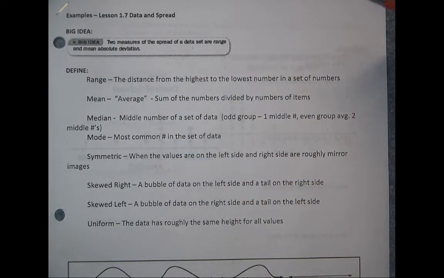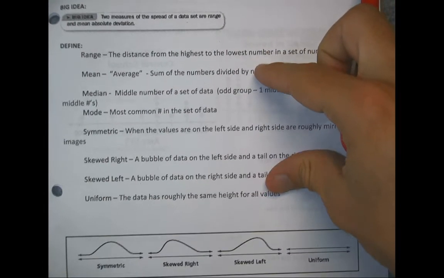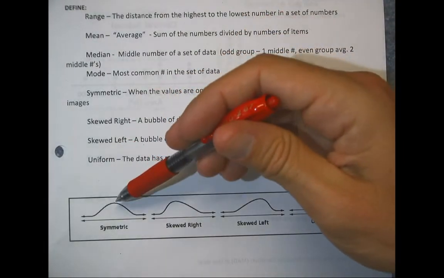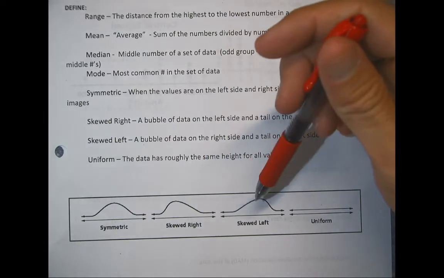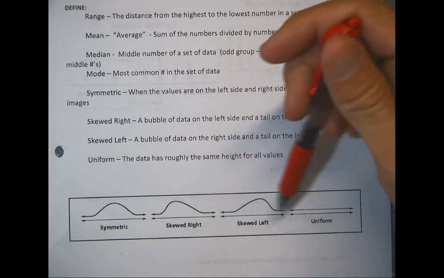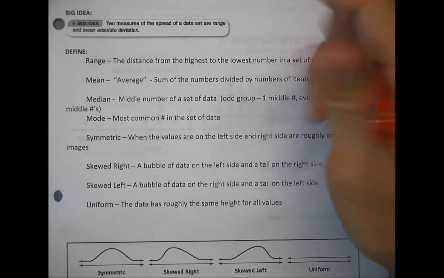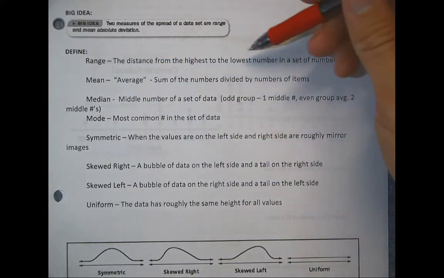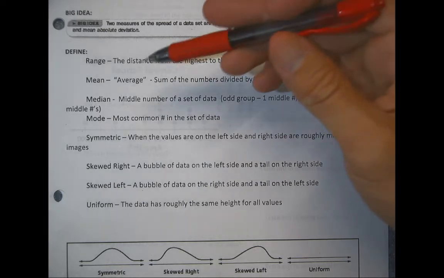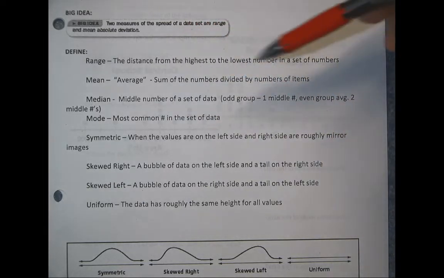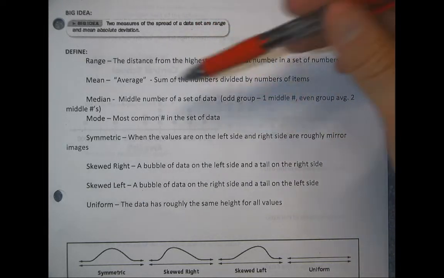We'll jump into that. And we're going to look at sets of data and whether they fall under symmetric, skewed left, skewed right, or they're uniform. So first, let's run through these definitions and make sure we remember everything. So range is the distance from the highest to the lowest number in a set of numbers. So basically, you've got your smallest and your biggest, and how spread out are they? So you just subtract those two numbers to find the range.